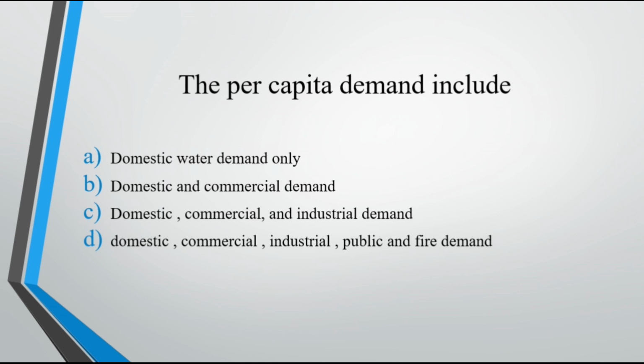Next question, the per capita demand includes option A, domestic water demand only, option B, domestic and commercial demand, option C, domestic, commercial and industrial demand, and option D, domestic, commercial, industrial, public and fire demand. So the correct answer is option D, per capita demand includes domestic, commercial, industrial, public and fire demand.